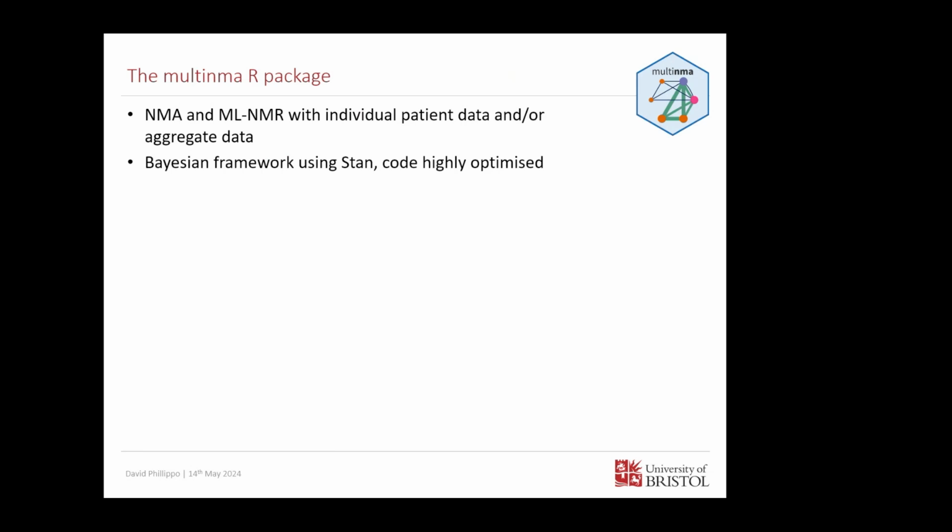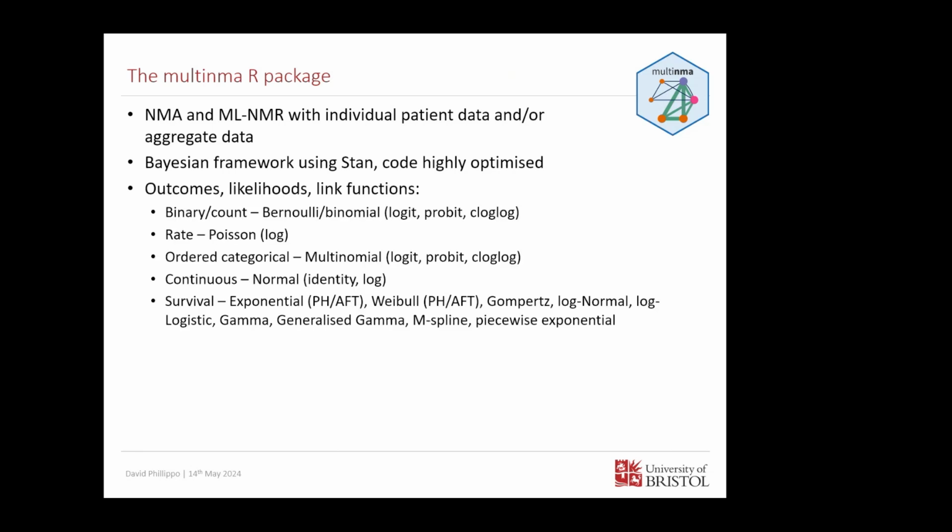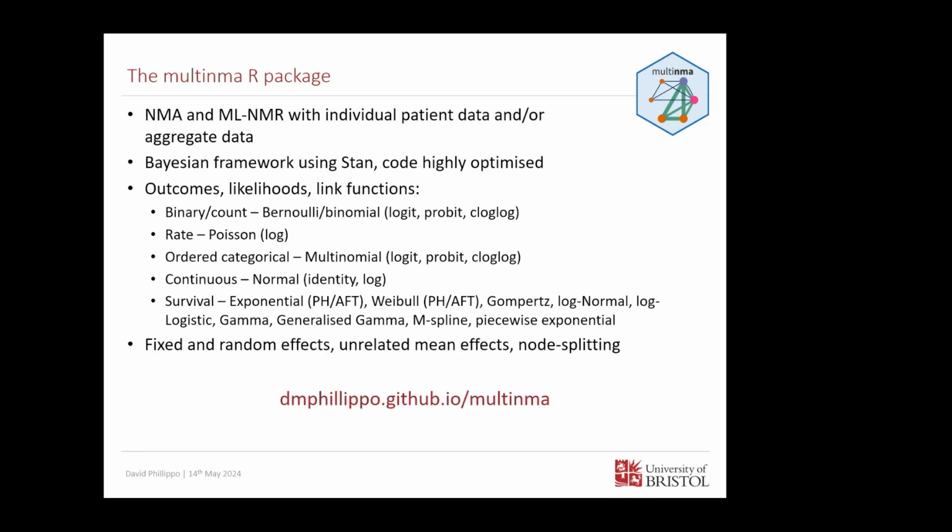Very briefly, if any of you are interested, the methods that I've explained today are available in the multinma R package. It can also be used to fit standard aggregate data NMA and IPD NMA too. It's quite a general framework across all of these. It fits models in a Bayesian framework using Stan. You can fit a whole host of outcomes, likelihoods, and link functions. So hopefully anything you can think of.